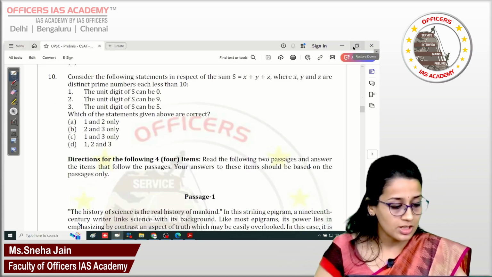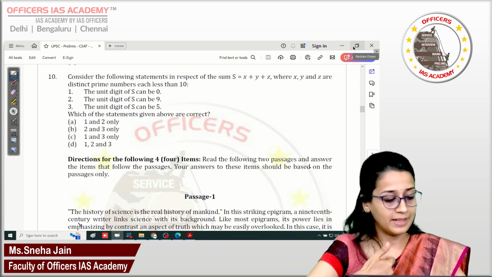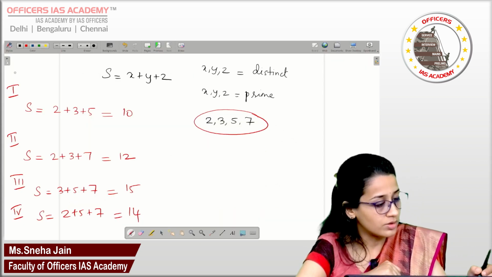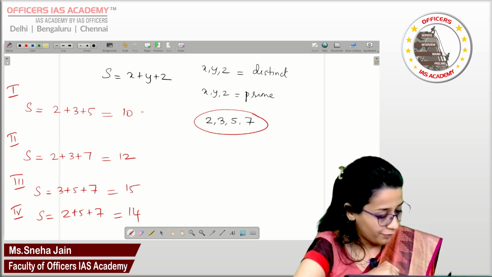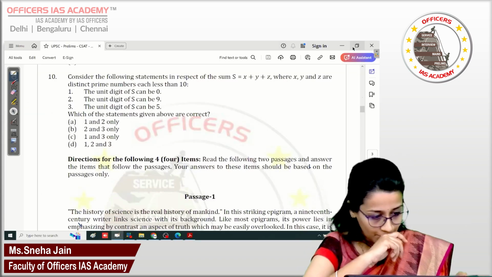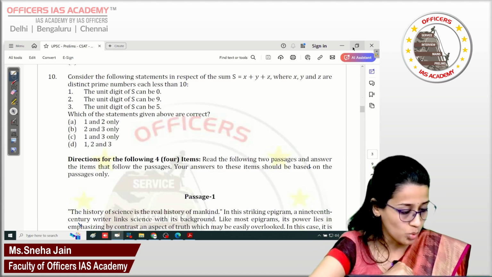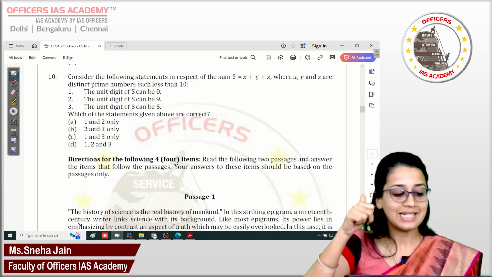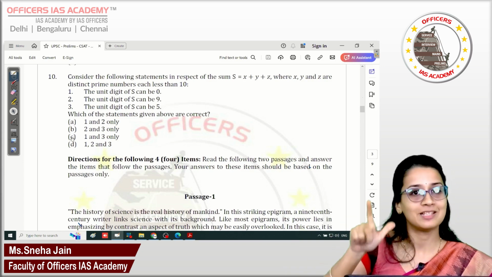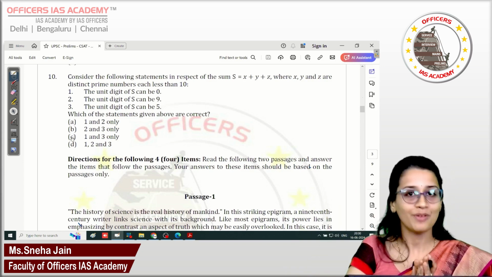The unit digit of S can be 0, can be 9, can be 5. So from our calculation, we know 0 is possible, 5 is possible, 9 is not possible. So I will go ahead and remove the statement 2. So my answer would be C, 1 and 3 only. That is, unit digit can be 0 and unit digit can be 5.